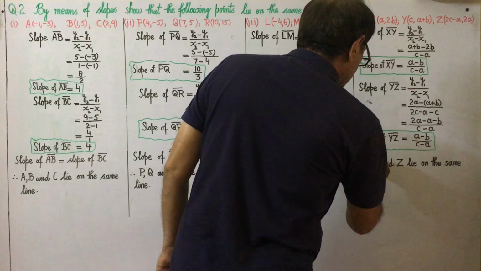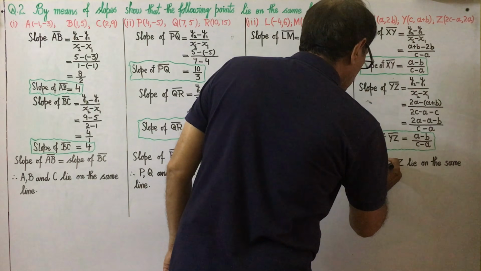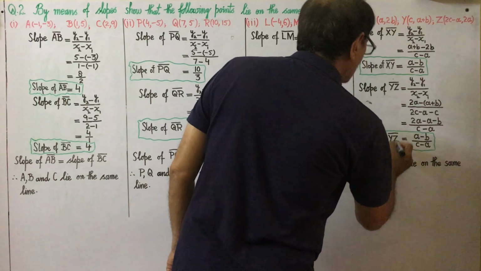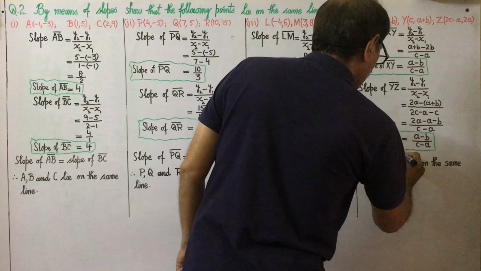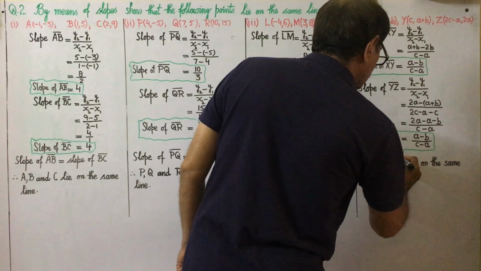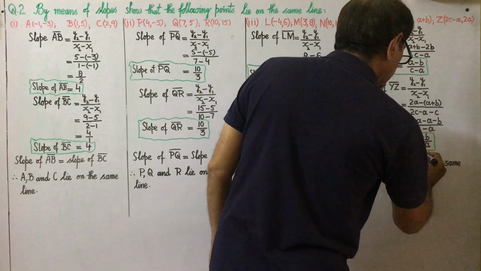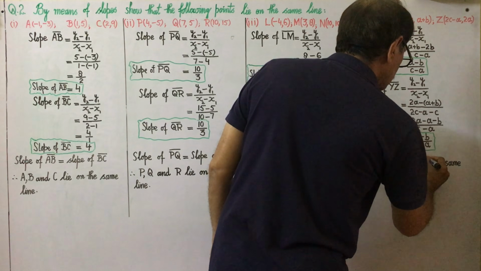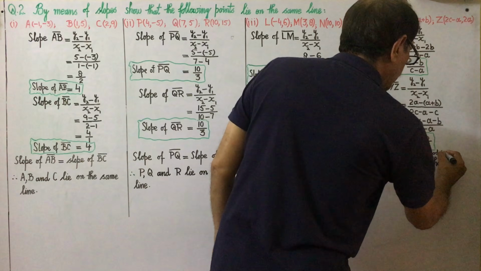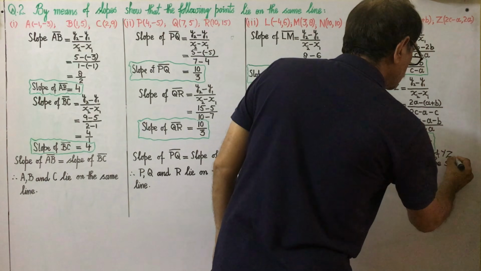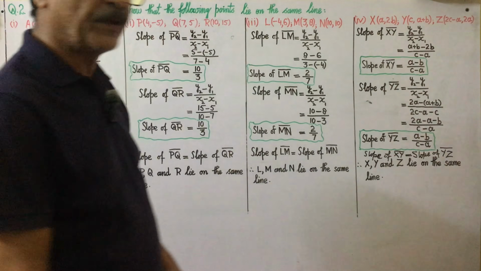Here you can write slope of XY is equal to slope of YZ. Therefore, X, Y and Z lie on the same line.